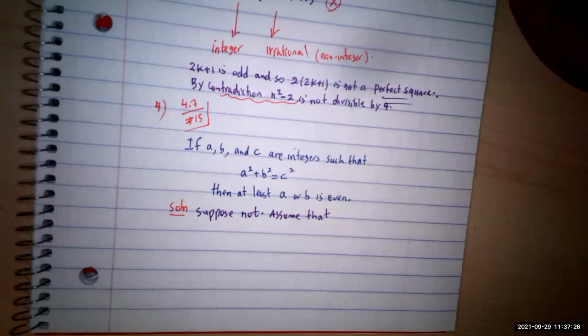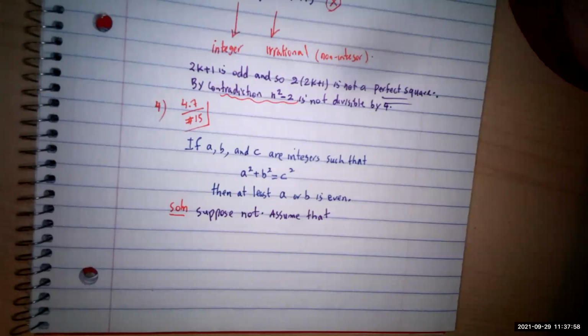Which is the same as? Your "neither" means both of them are going to be odd. So that's going to be the assumption. Suppose not means the negation must be true. The negation of the "or" would be "and." Not A and not B is given.